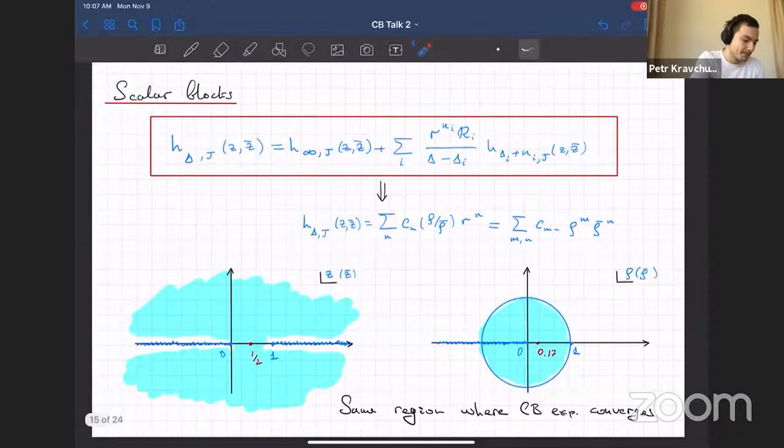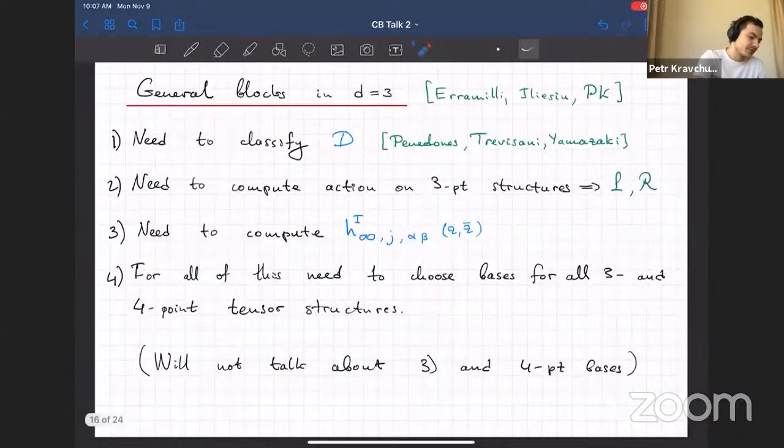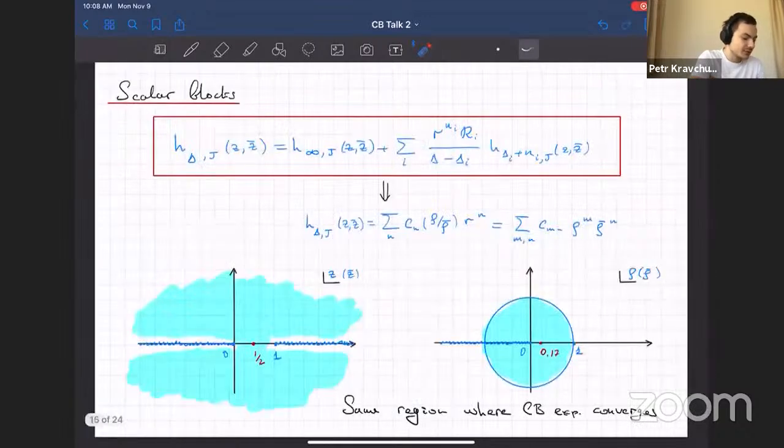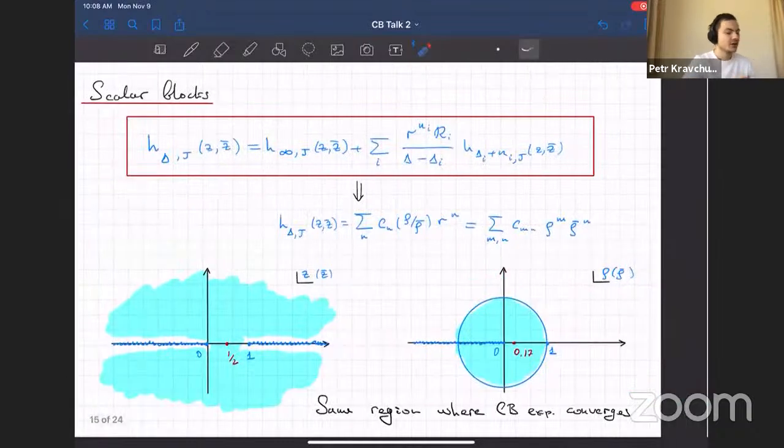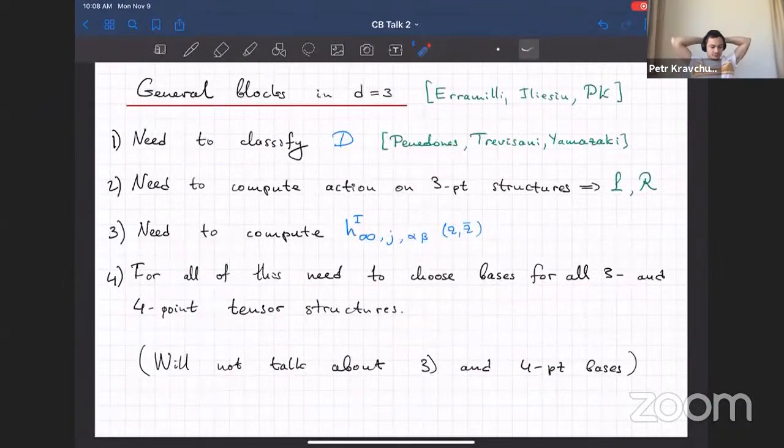Okay. Right. So now we'll discuss. Let me maybe give a bit of perspective. In the last few slides I talked about scalar blocks, and the scalar blocks are the things that have been used the most for numerical conformal bootstrap in recent years, in the sense that most numerical conformal bootstrap studies were done with correlation functions of scalar operators.